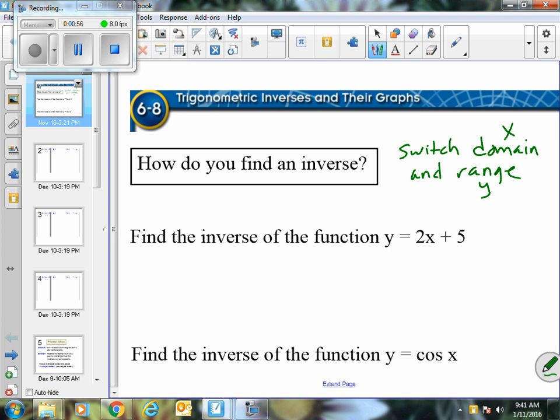And remember, their graphs are always reflected over the line y equals x. So the symmetry that those graphs would have, the original function and the inverse, are always symmetric with respect to the line y equals x.